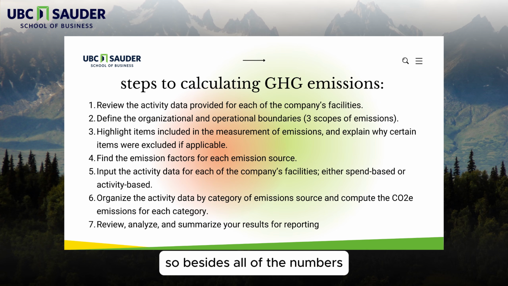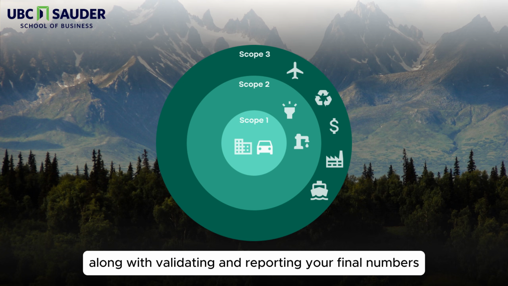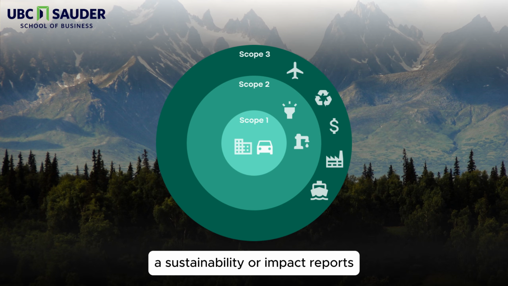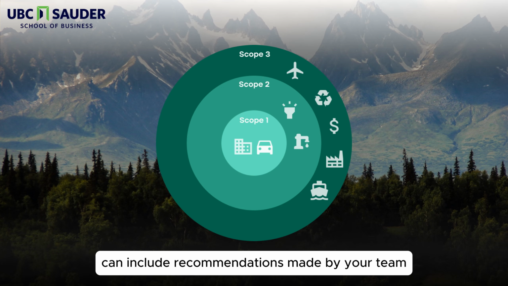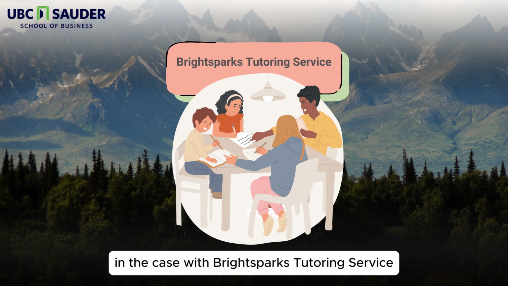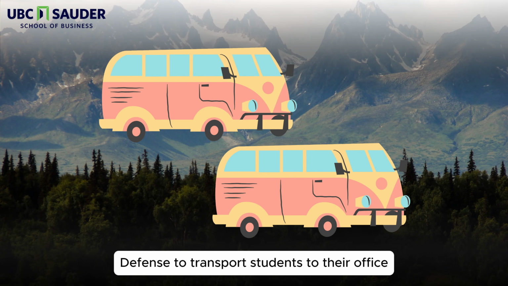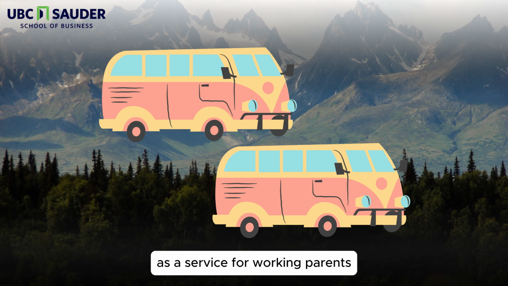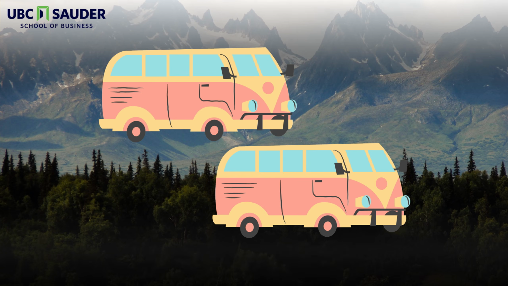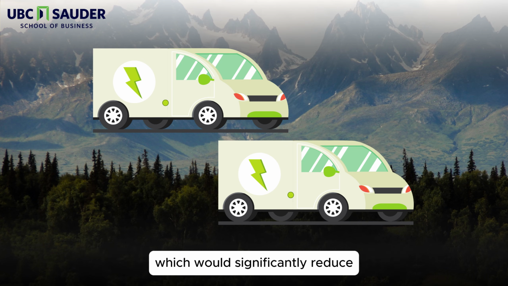So besides all of the numbers, what other purpose does a report serve? Along with validating and reporting your final numbers, a sustainability or impact report can include recommendations made by your team. For example, in the case with Bright Sparks tutoring service, we know that they commonly use 2 gas-powered vans to transport students to their office as a service for working parents. An easy recommendation here could be upgrading their vans to electric vehicles, which would significantly reduce transport-related emissions by eliminating the use of fossil fuels.